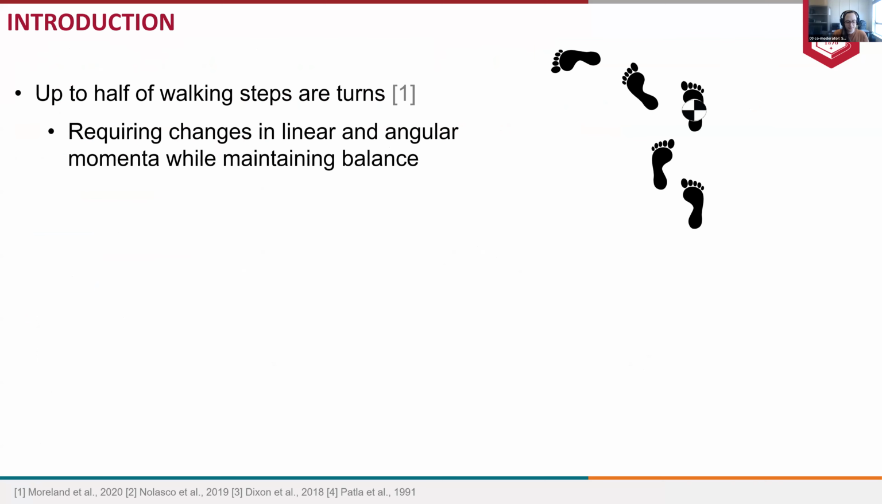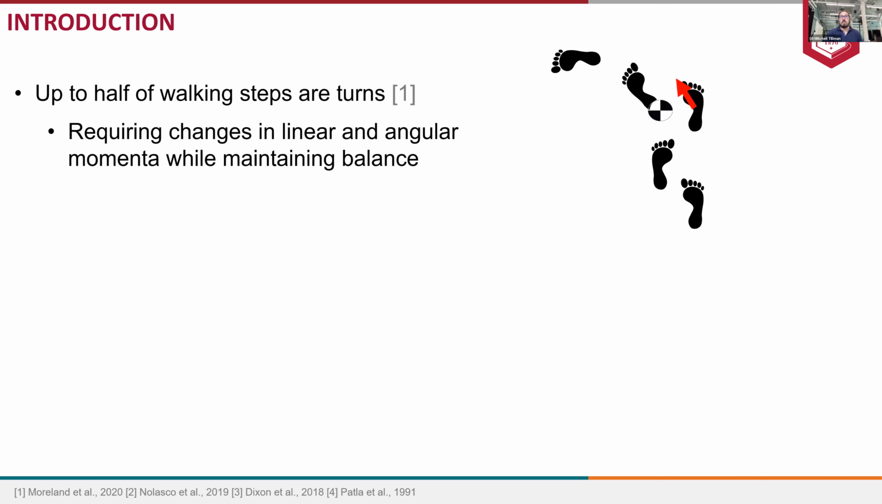So up to half of walking steps are turns, requiring changes in linear and angular momenta while maintaining balance. Balance is facilitated when the center of mass is directly above and within the base of support, with forces producing a net zero moment about the center of mass. In contrast, turns are facilitated when forces acting at a distance away from the center of mass generate a net moment about the center of mass in the transverse plane. And these mechanical objectives conflict during single limb support.